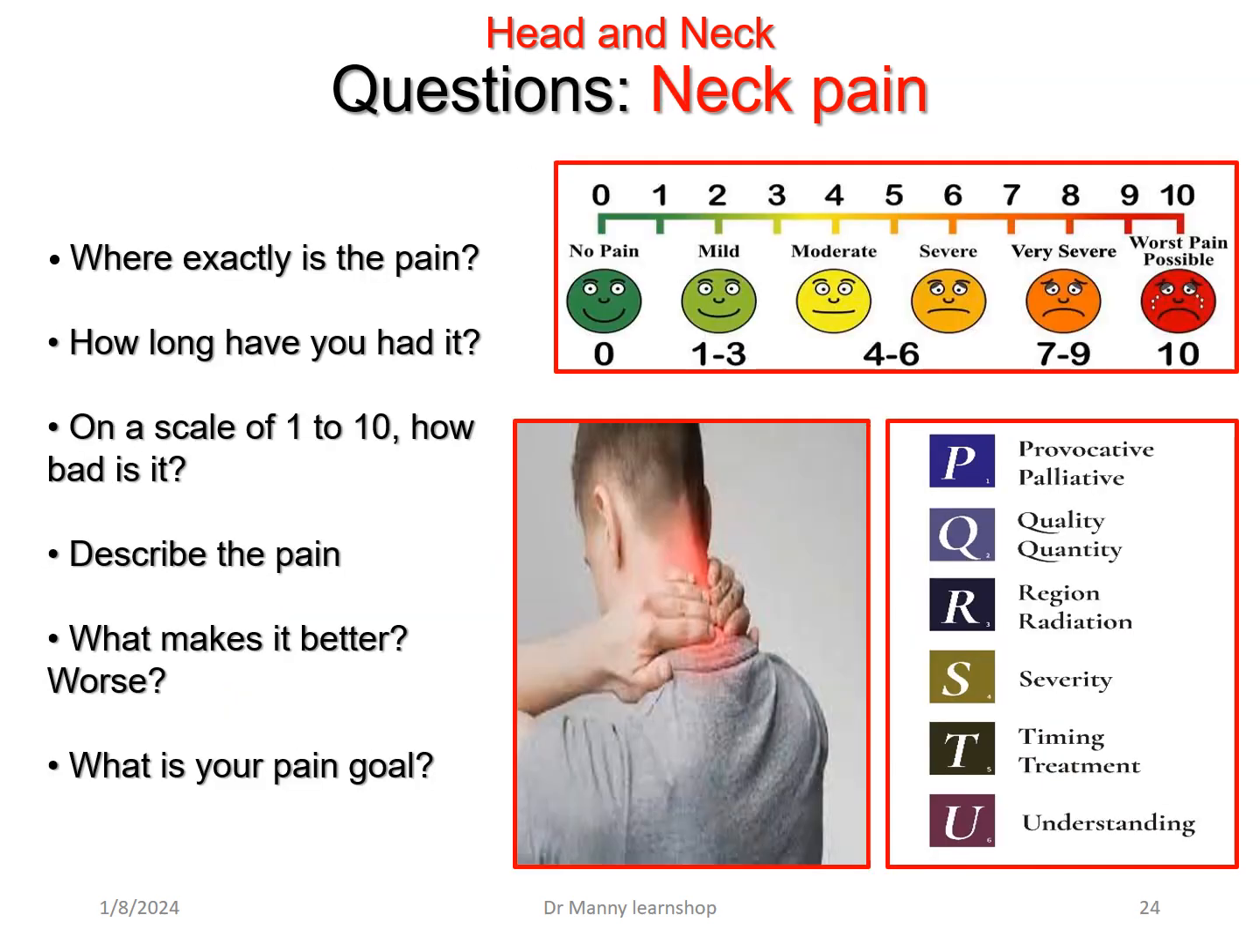Questions that could relate to neck pain could include, where exactly is the pain? How long have you had it? On a scale of 1 to 10, how bad is it? Can you describe the pain? What makes it better? What makes it worse? What is your pain goal? And again, the tools that you can be using could be the PQRSTU acronym, COLD SPA, OLD CARTS. Even here, you could be using the Wong-Baker facial images that you can see, with 0 being no pain and 10 being the worst possible pain.